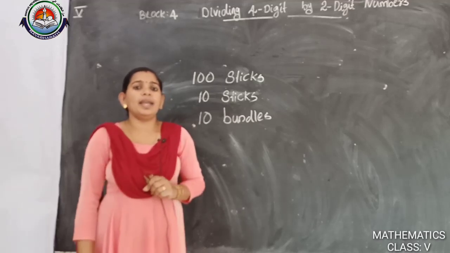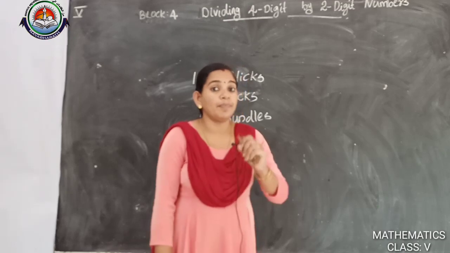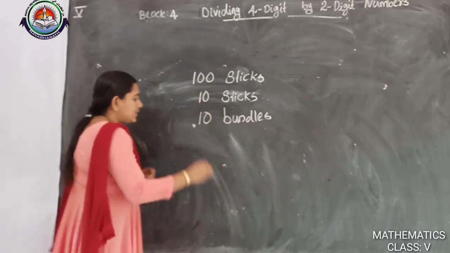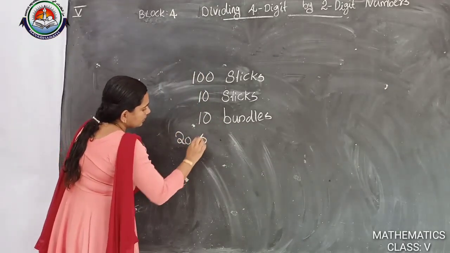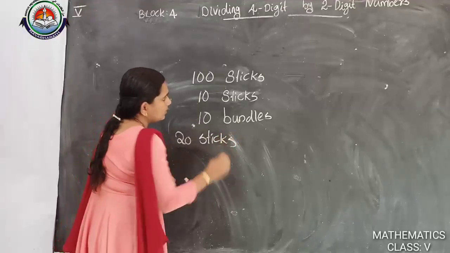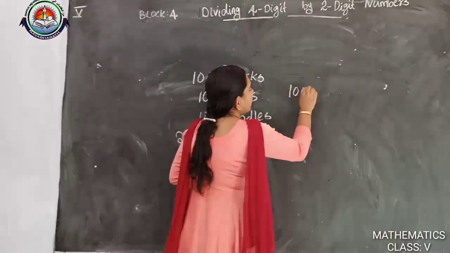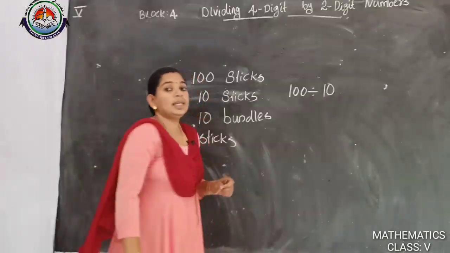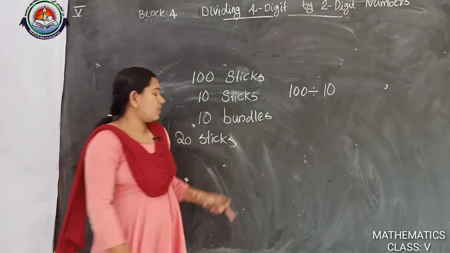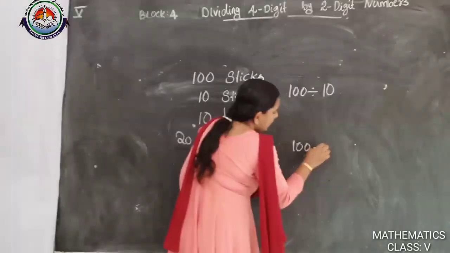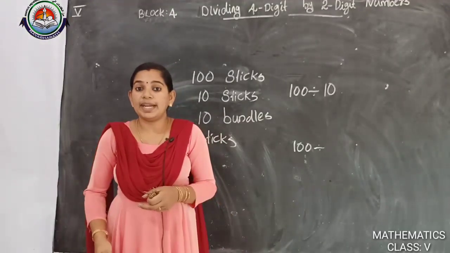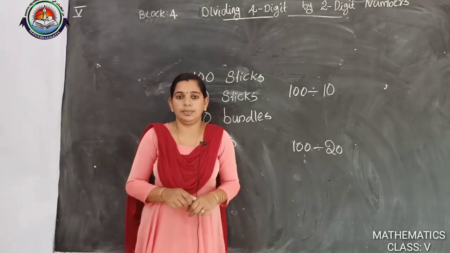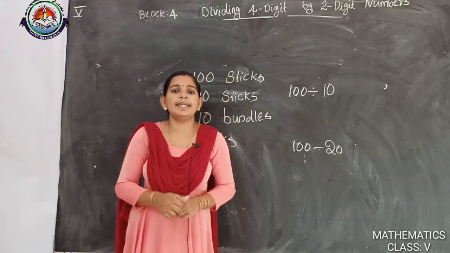The next, now you make each bundle have 20 sticks. How many sticks? 20 sticks. First, each bundle had 10. Next, we want to make the total 100 into bundles where each bundle has 20 sticks. So how many bundles did you get? Check it. How many bundles?